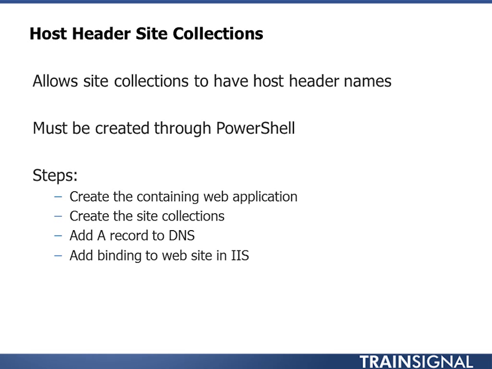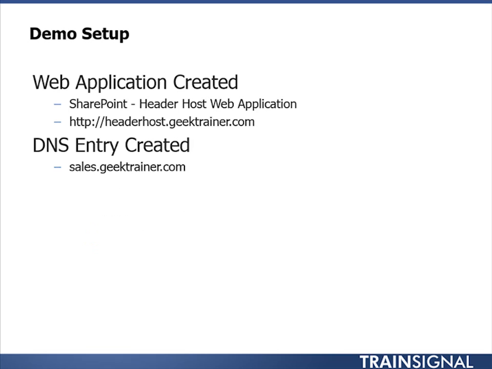Without adding in the binding, the request is going to come in, IIS is going to look at that and go, well, I don't know who you're looking for, and reject it. And unfortunately, the PowerShell does not automatically add in the binding for me. However, as we're going to see, through PowerShell, I could go in and set up that binding.